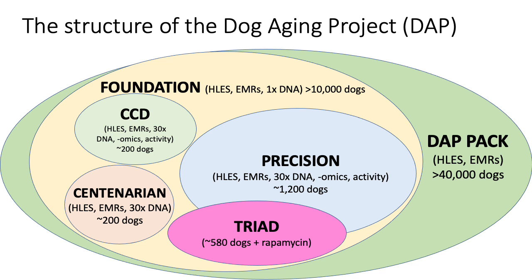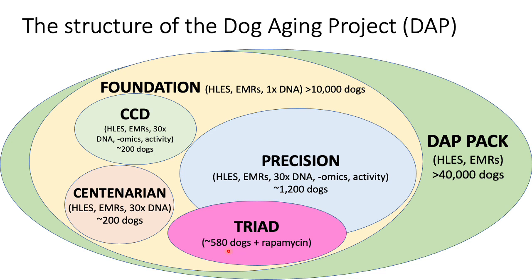We have more than 40,000 dogs now, where we have detailed owner survey-based data on their environment and health history. For many of those, I think about half, we have electronic medical records. Then there are different sampled cohorts that I don't really have time to tell you about. The precision cohort is the systems biology cohort, where we get epigenome, metabolome, and microbiome annually on those dogs, in addition to DNA sequencing. What I am going to tell you more about, though, is TRIAD, the clinical trial, a test of rapamycin in aging dogs. The goal is to try to answer the question, does rapamycin slow aging in companion dogs?